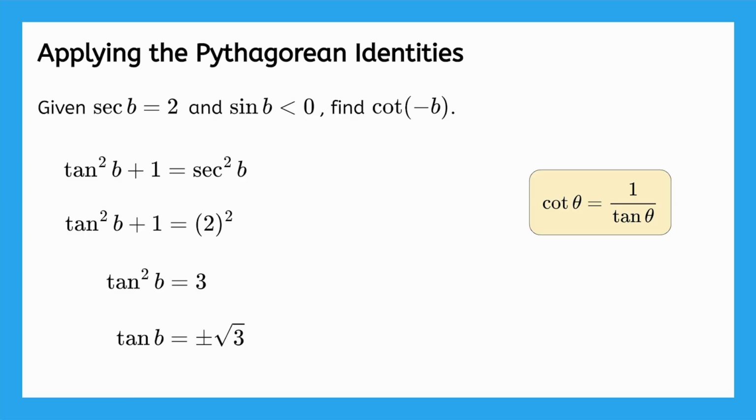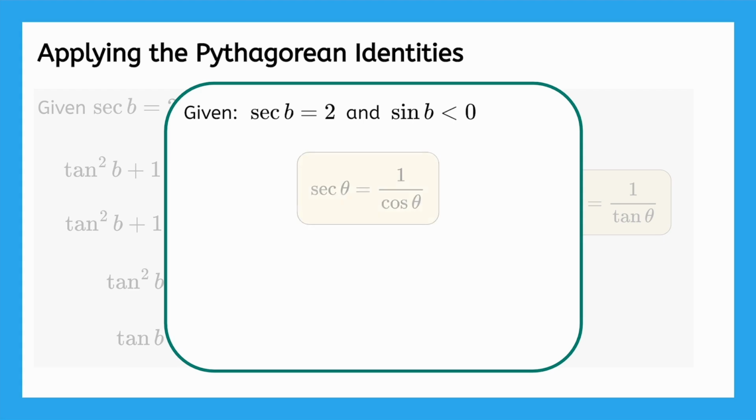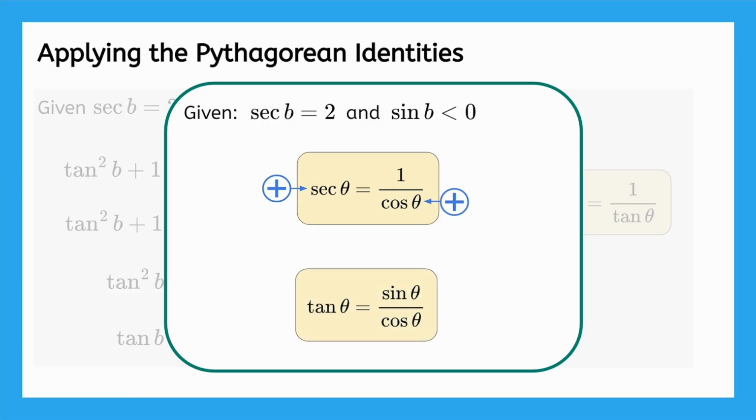What do you think? Do we have any information that might help us? We know that secant is the reciprocal of cosine, and the secant of b is positive. So what does that mean for cosine? Is it positive or negative? It's positive. And if tangent is the ratio of sine over cosine, cosine is positive, and sine is less than 0 or negative, then is tangent positive or negative? It's negative.